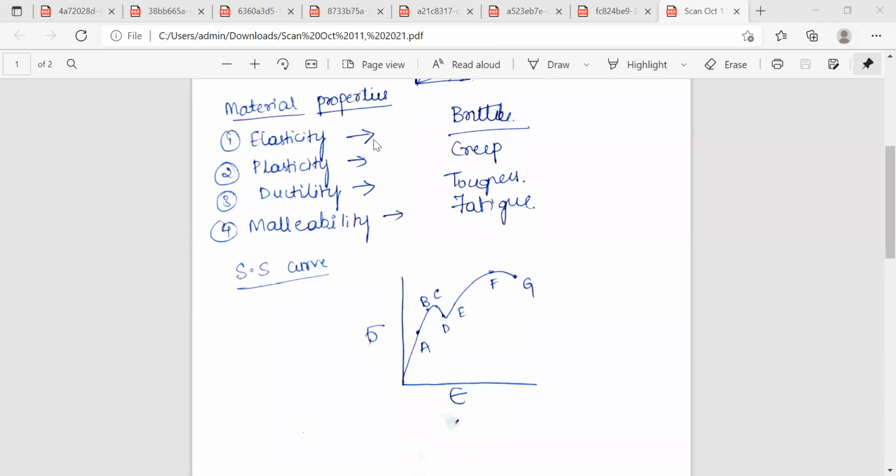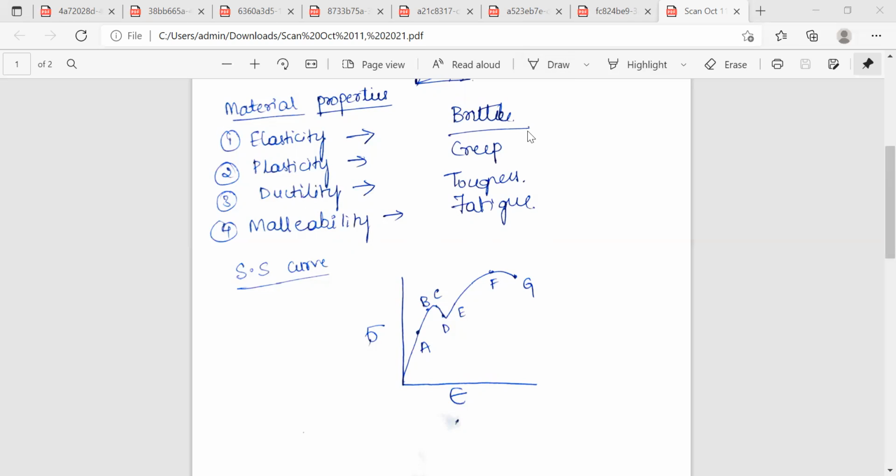The next concept is material properties. The first material property is elasticity. So what is elasticity? A material which regains its original size and shape on removal of load. Next is plasticity. A material that undergoes permanent deformation at constant loading is called plasticity. Ductility is the property by which the material can be made into thin wire. Malleability is the property by which the material can be made into thin sheets.